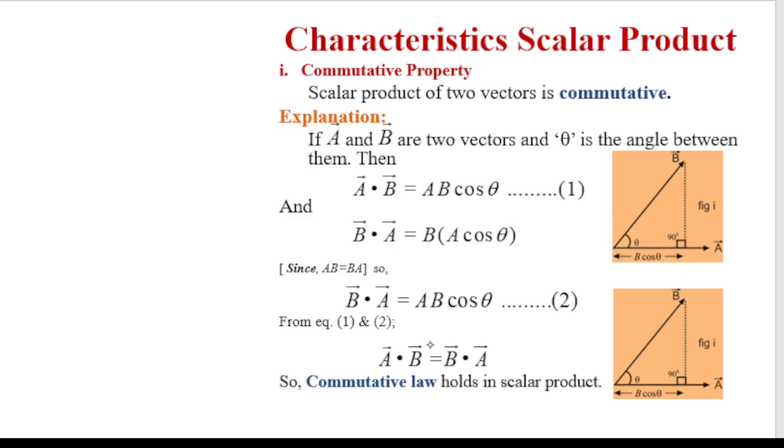Characteristics of scalar product. Scalar product of two vectors is commutative. Explanation. If A and B are two vectors and theta is the angle between them, then A dot B is equal to AB cos theta and B dot A is equal to B into A cos theta. Since AB is equal to BA, B dot A is equal to AB cos theta. It means A dot B is equal to B dot A. So the commutative law holds in scalar product.